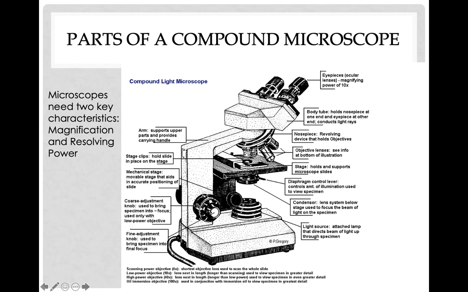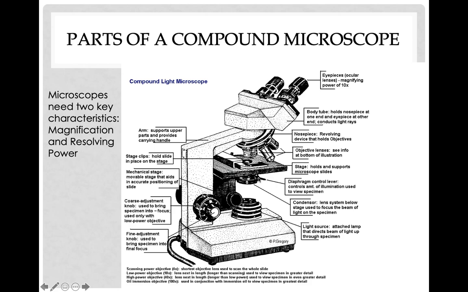So anyway, the stage down here, this is what actually holds the slide that you're looking at. You can move this thing back and forth. There's a little lever on the other side of the microscope over here that allows you to do that. You see the stage clips right here as well. This is the thing that's actually going to be holding the slide in place.